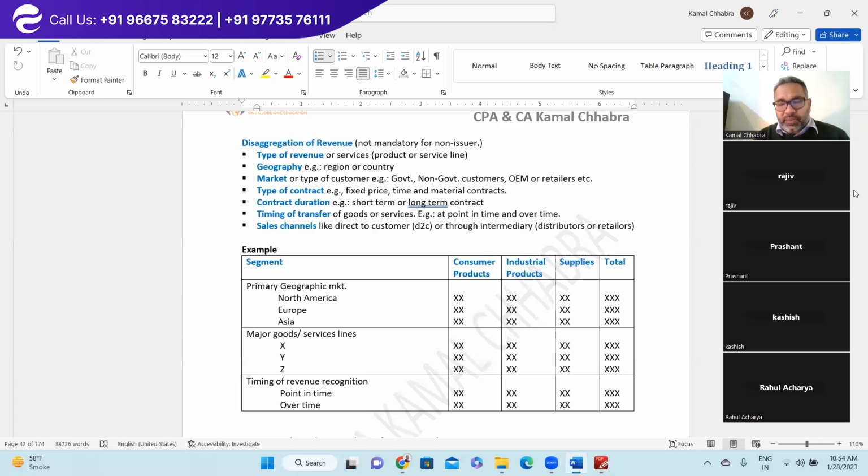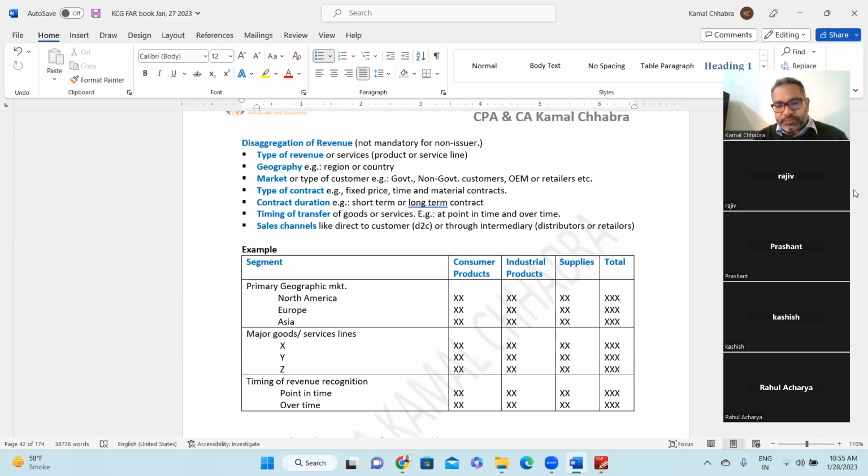So these are the certain ways. Some of the ways can be applicable to your company or to your client. So you need to identify what all things is being applicable to your company or to your respective client. So this is all like illustrative examples. But there may be like a number of other permutation and combination for disaggregated analysis of revenue.